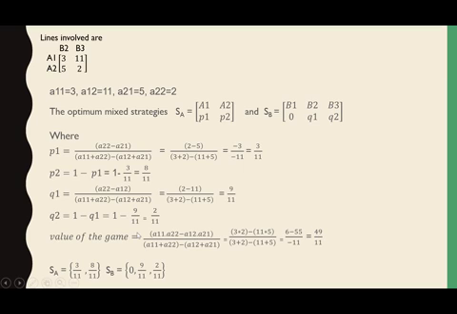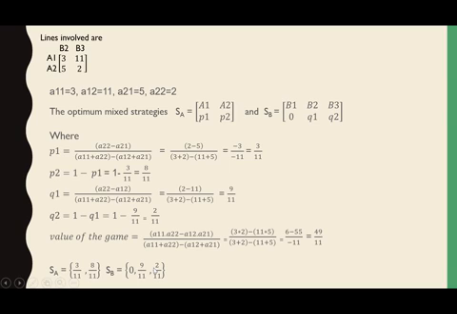Next, we are supposed to write the optimal strategies. Optimal strategy SA will be P1 and P2, right? So P1 is 3 by 11, P2 is 8 by 11. So SA optimal strategies are written. What about SB? For B1 it is 0. I will write it as 0. For B2 it is Q1. So Q1 is 9 by 11. I write 9 by 11. Then for B3 it is Q2. Q2 is 2 by 11. So I write 2 by 11.